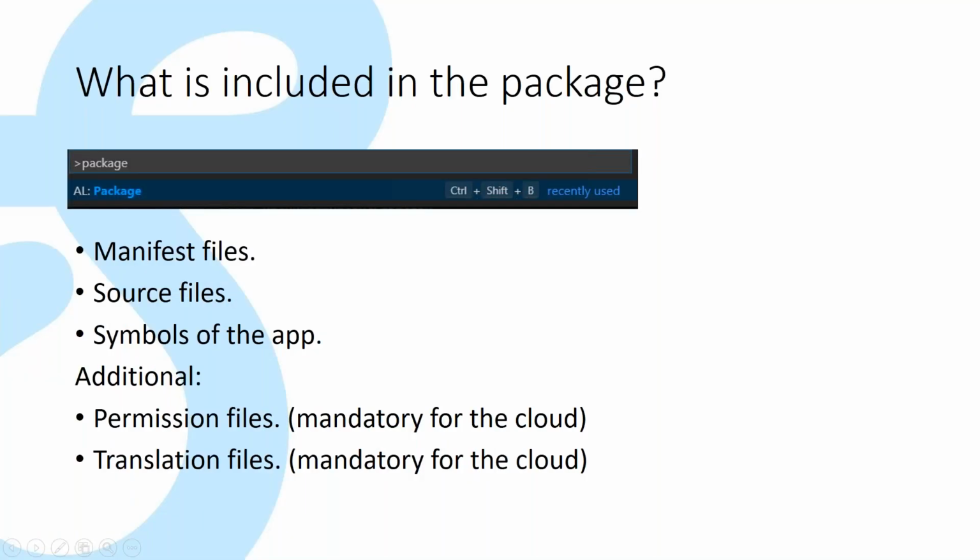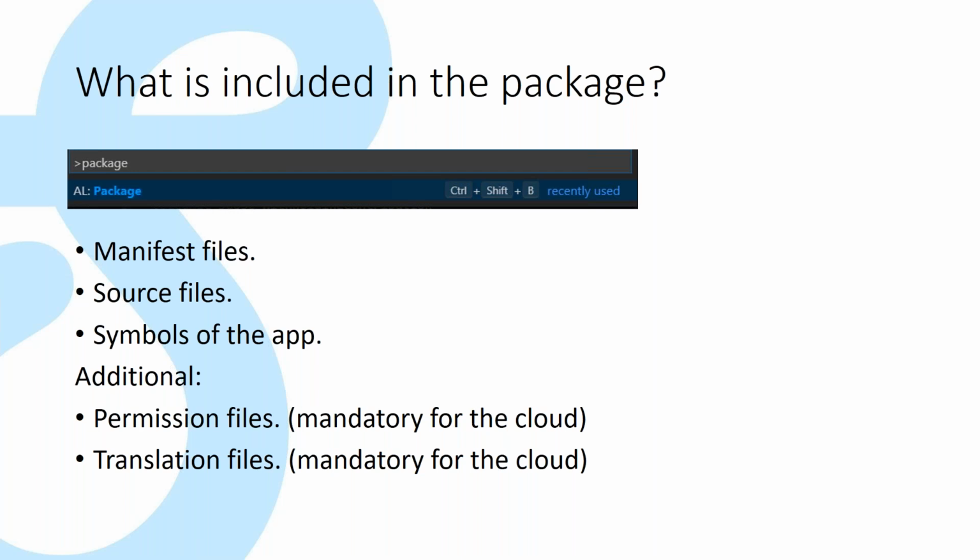And inside of a package, we have manifest files, which are configuration files for the app. We have source files, which are our objects with the source code. We have symbols. Symbols are the reference objects, like I mentioned in the previous webinar, the objects for the application itself. So this will be needed if another application will want to modify your application's object. So it will require these application symbols. These three are included in all packages.